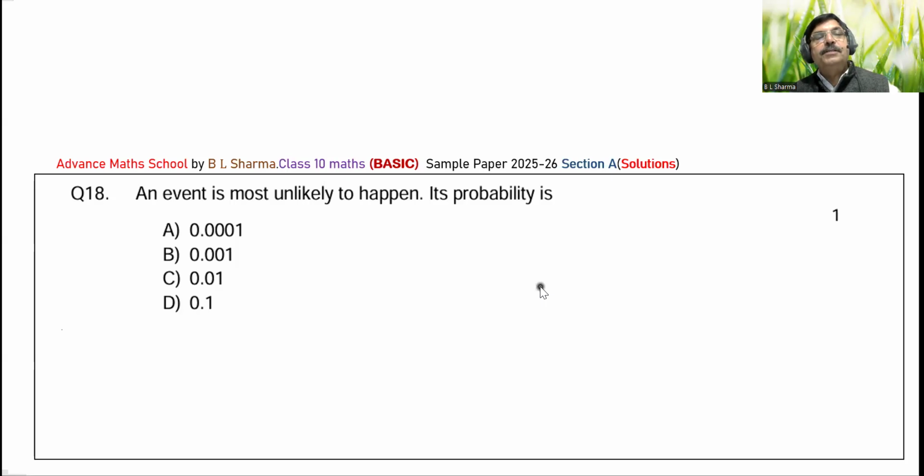Very interesting question. An event is most unlikely to happen. Its probability: most unlikely to happen means the probability is very near to zero.